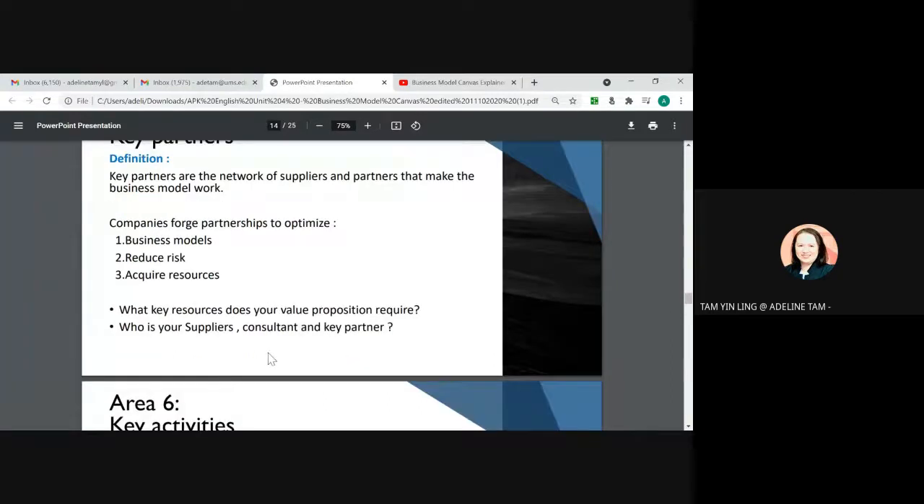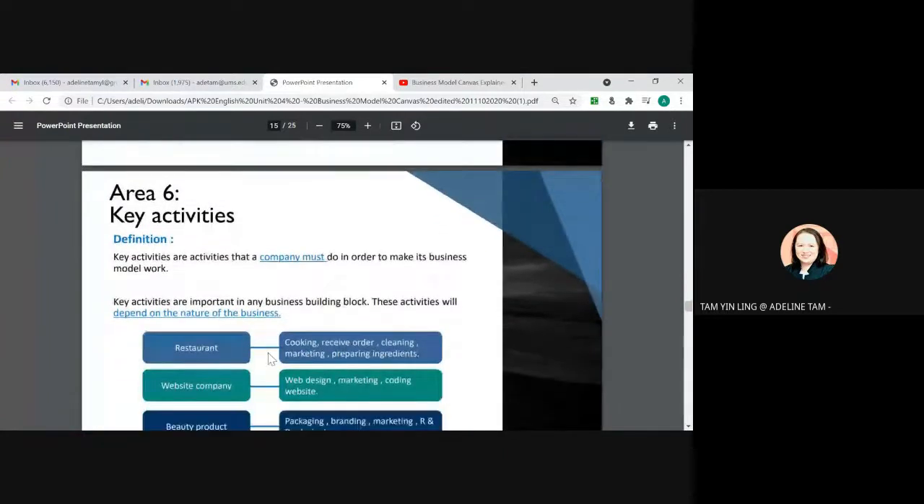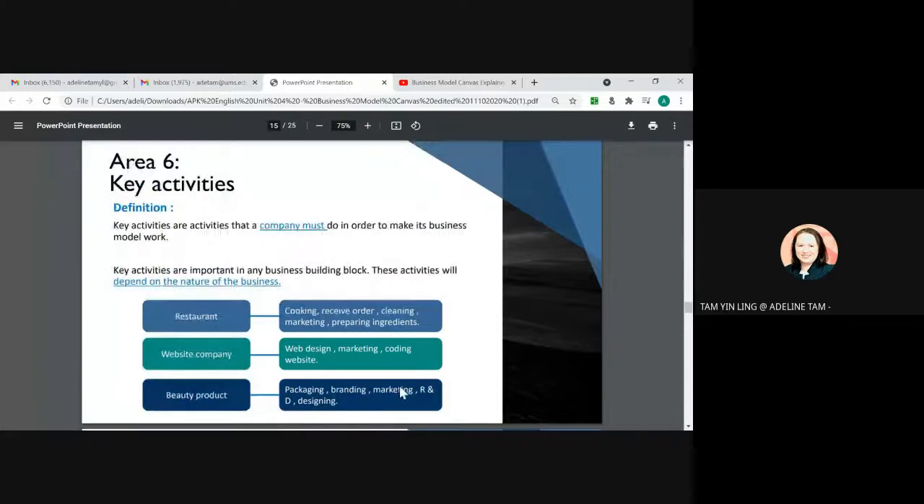Partnership. And number six, key activity. So now you are talking about what you should do. Key activities are activities that a company must do in order to make its business model work, something that you must do. Normally the type of activities that you must do depends on what company or what business you are doing. For example, for a restaurant, one of the things you must do is cooking, cleaning, preparing ingredients, and so on.